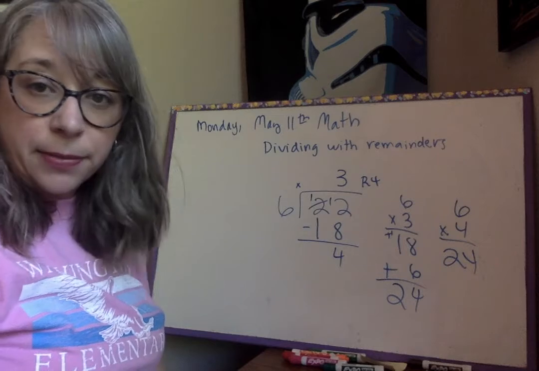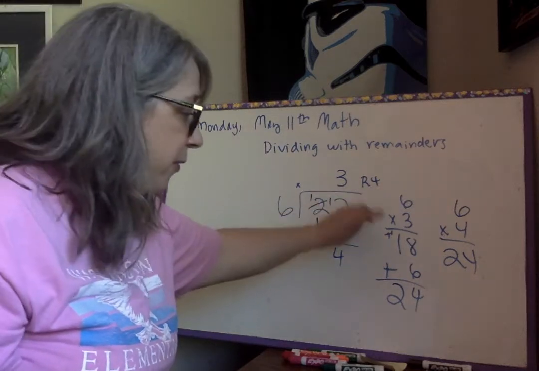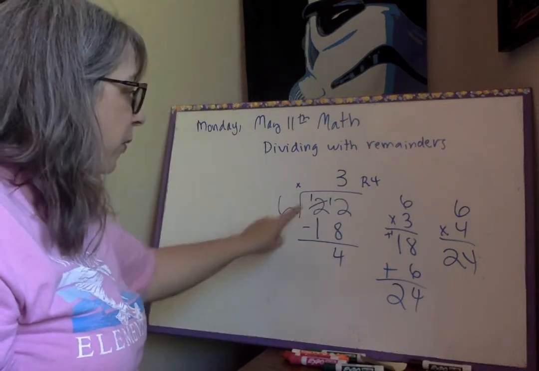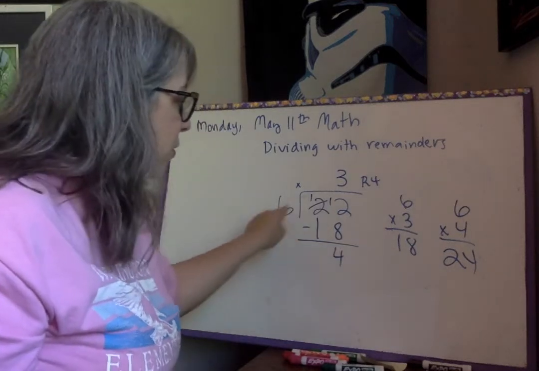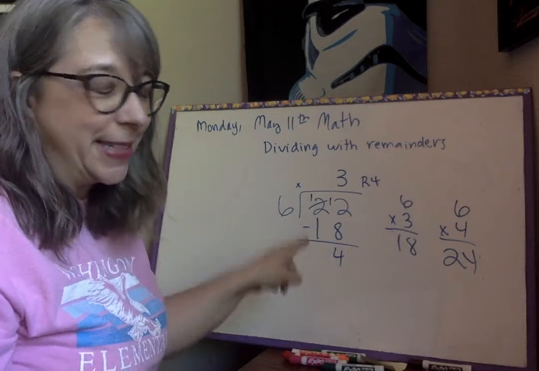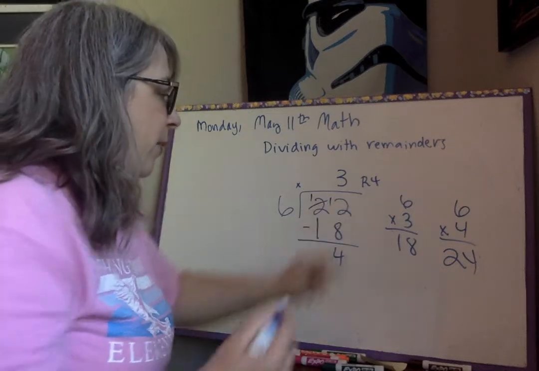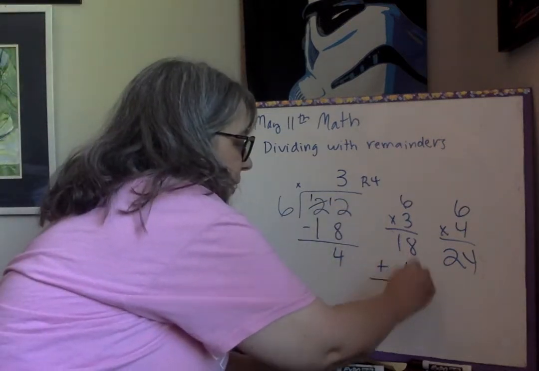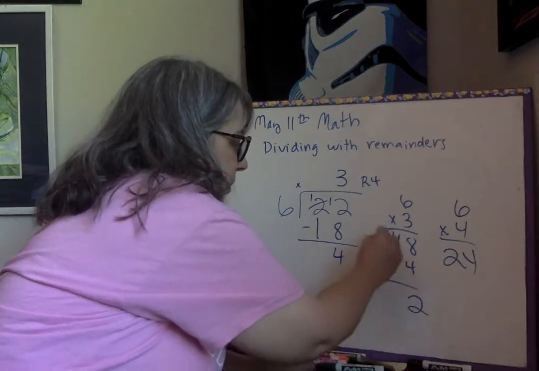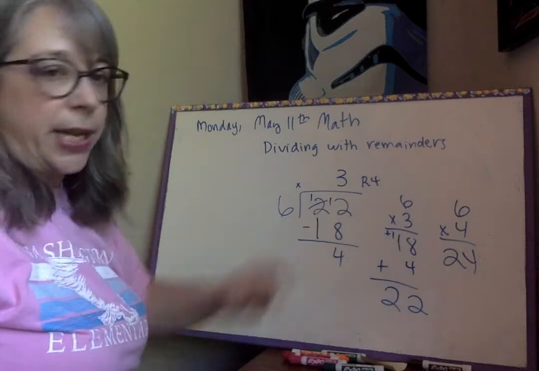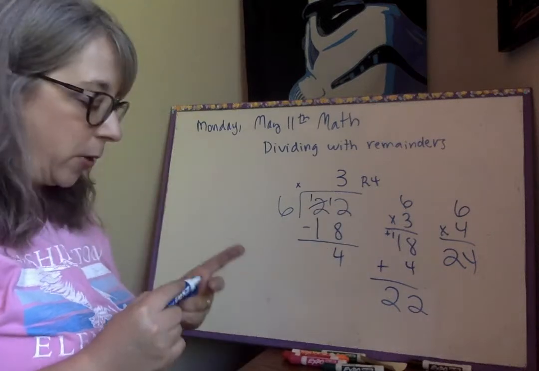How can we check? We're going to multiply and add 4. So you know that 3 times 6 is 18. And now we're going to add 4. 18 plus 4 is 22. 22 and 22. Are we correct? We're correct. We're going to do one more.